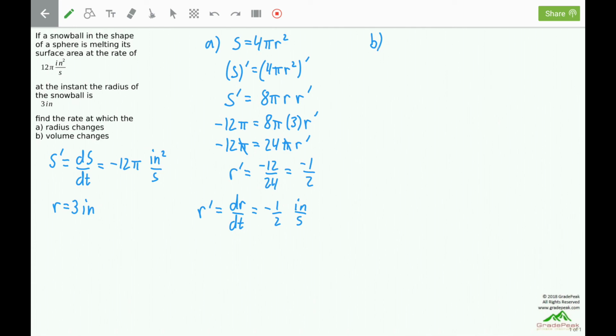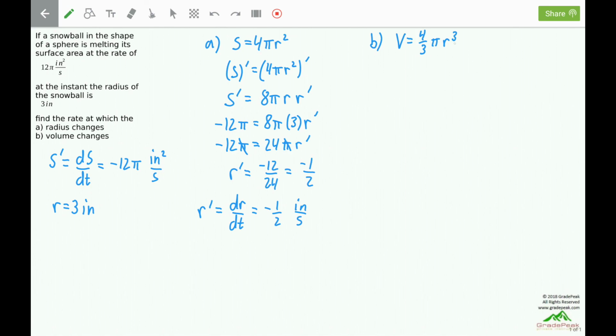For part B, we want to find the rate at which the volume changes. We have the rate at which the surface area changes, and we have the rate at which the radius changes. We can relate the volume to either one of those two. It'll be simpler to relate it to the radius instead of the surface area, because we have a simple formula for the volume in terms of the radius. The volume of a sphere is 4/3 pi r cubed. There's the related variables.